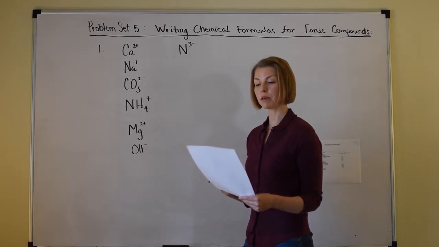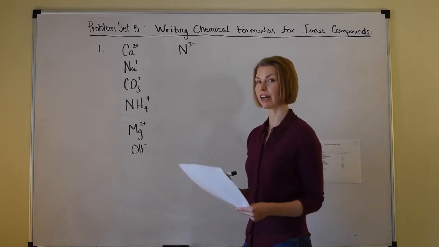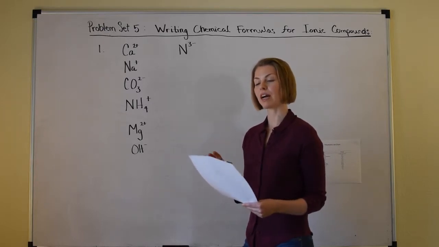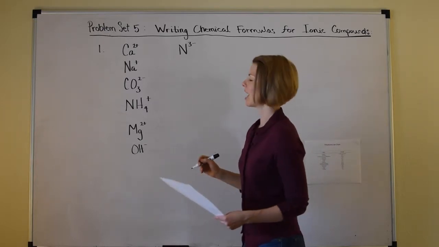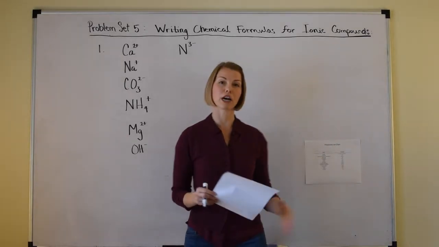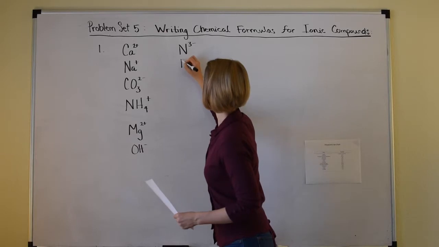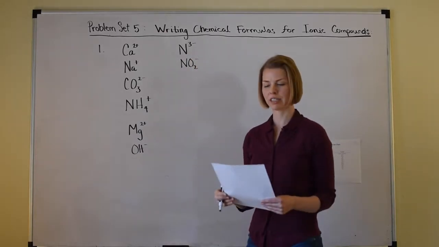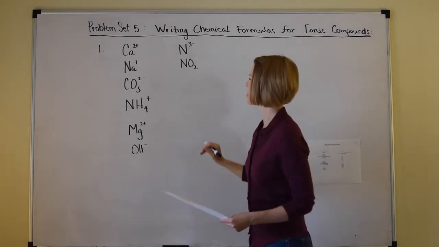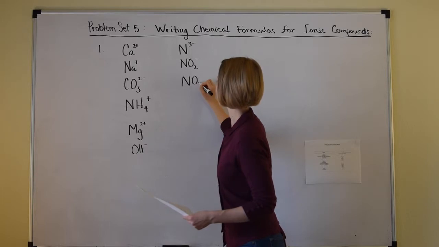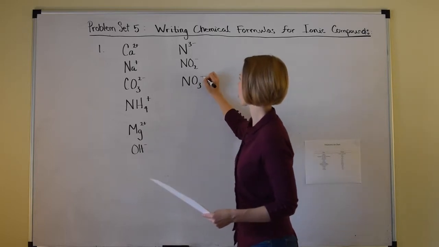Now I purposely put nitrite ion below nitride to really point out to you that these are not the same. Nitrite is one of your polyatomic ions. Look it up if you need to. It's NO2 with a 1- charge. And then I also purposely put nitrate right below that, which is NO3 with a 1- charge.